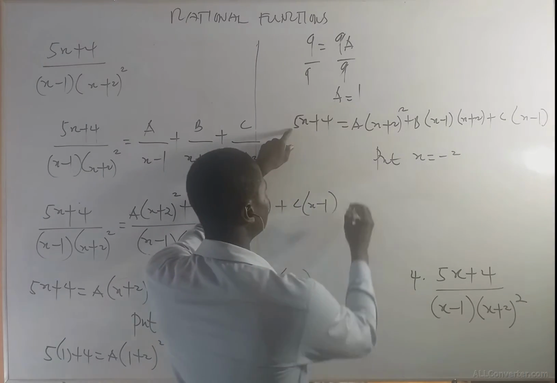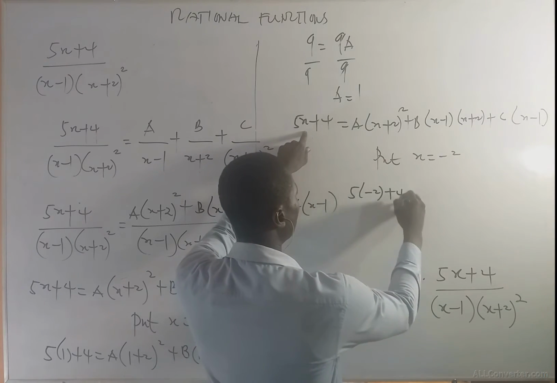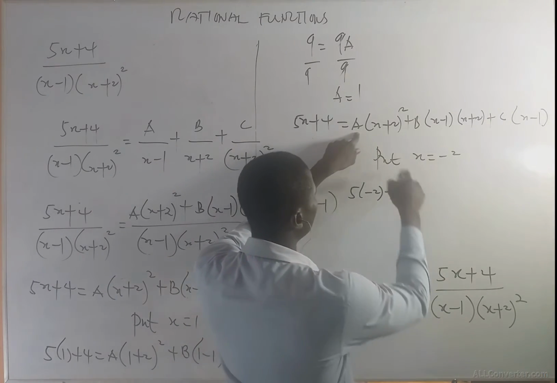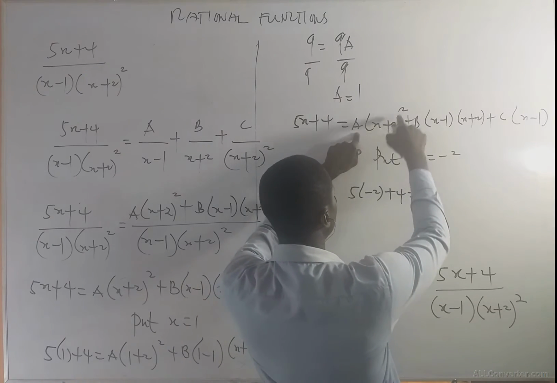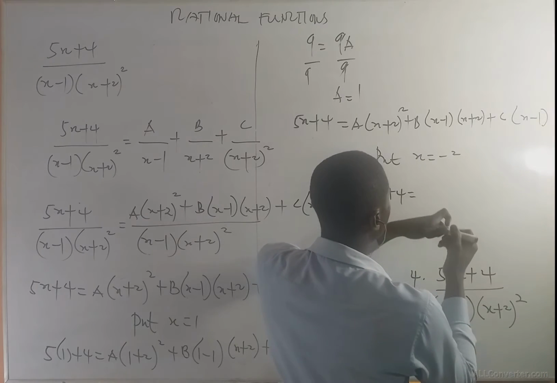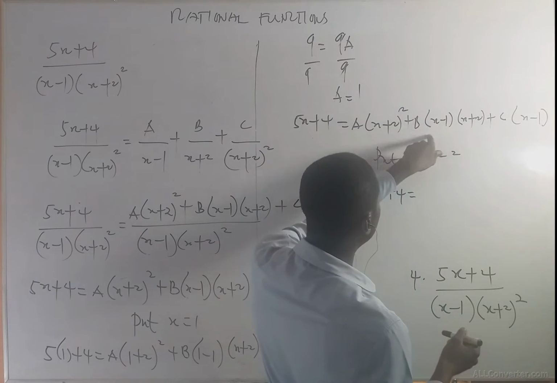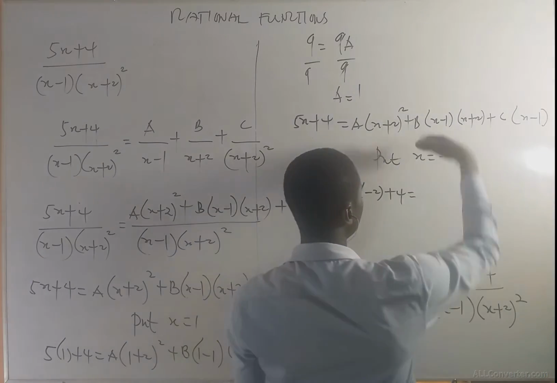Now, in doing that, we have 5 in the bracket, we have minus 2 plus 4, and this will be equal to, take note that the minus 2 plus 2 will give us 0. So 0 squared is 0, times a will give us 0. So the a is gone. Then the minus 2 plus 2 will give us 0, and 0 times x minus 1 times b will also give us 0. So b is also gone.